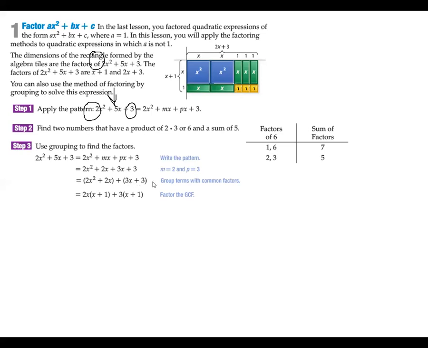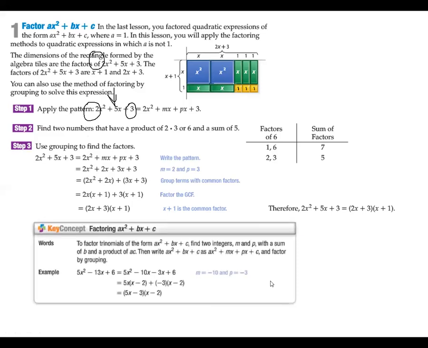Now be careful: when the GCF is all there is, like in this case, the GCF of 3 is 3, when you factor out a 3, you're left with a 1. It doesn't just go away. Then the GCF of both of these is x plus 1, so you're left with 2x plus 3 times x plus 1. Therefore, the trinomial 2x squared plus 5x plus 3 factors into 2x plus 3 times x plus 1.